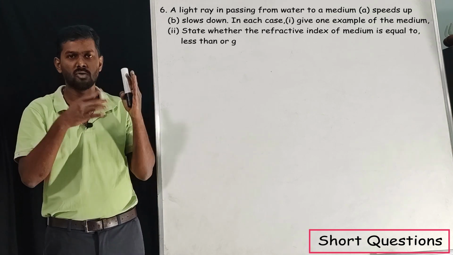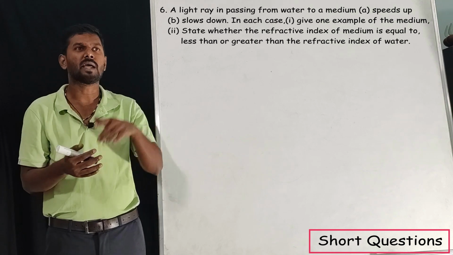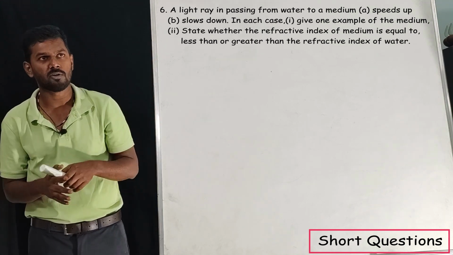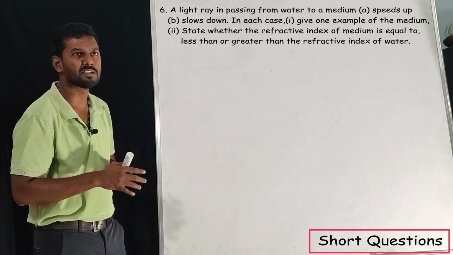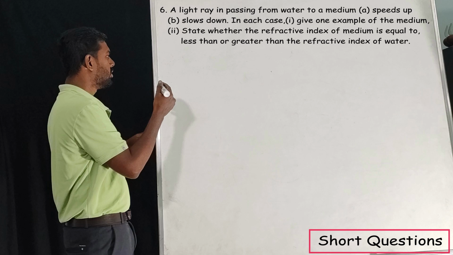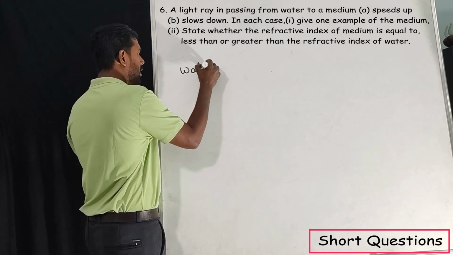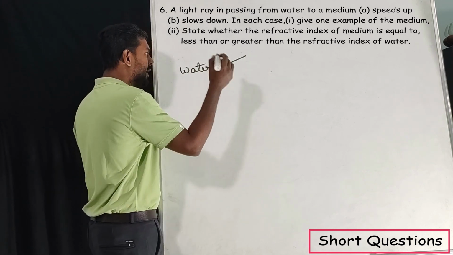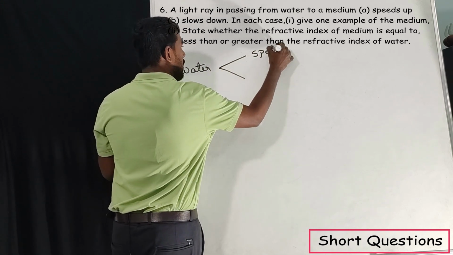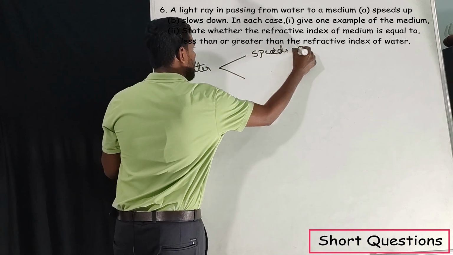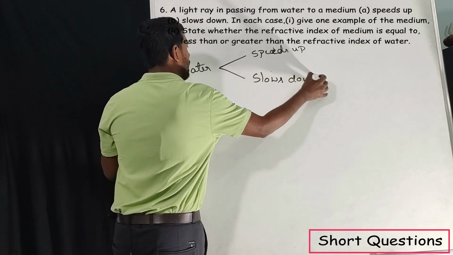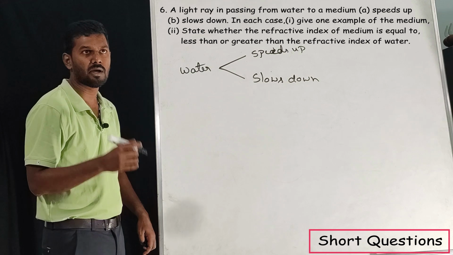See, this question might confuse you, but I will explain it in a proper way. First we'll talk about the first sub question, give one example for the medium, then we'll go for the second sub question. So a ray of light passing from water to a medium. In one medium it speeds up, in another medium it slows down. For both the mediums we have to give an example.